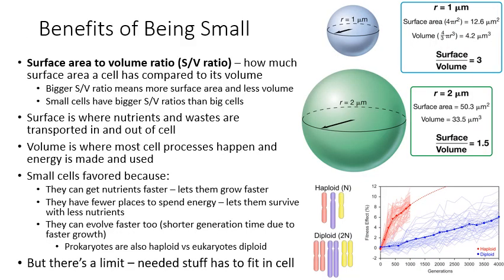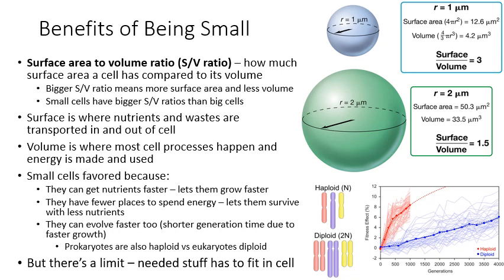So one of the features of prokaryotic cells is that they're very small compared to eukaryotic cells. So even if you have 2 cells that are both microbes, one of them is a eukaryote like a yeast and one of them is a prokaryote like a bacteria, the bacteria is going to be much smaller than the yeast cell in general. And there's some reasons why it's better to be smaller for a microbe. And mostly it's to do with the surface area to volume ratio, or the SV ratio, which is just a measure of how much surface area you have compared to how much volume you have.